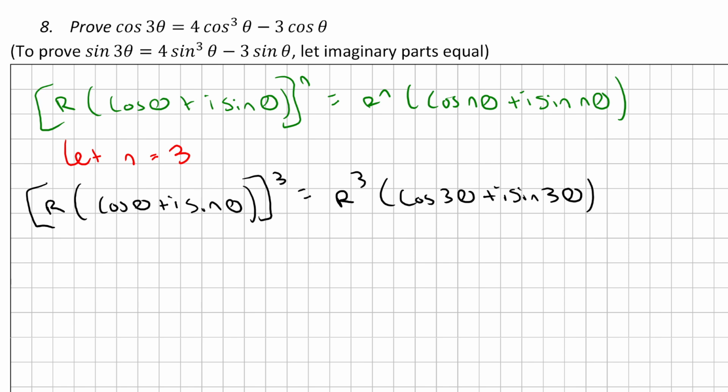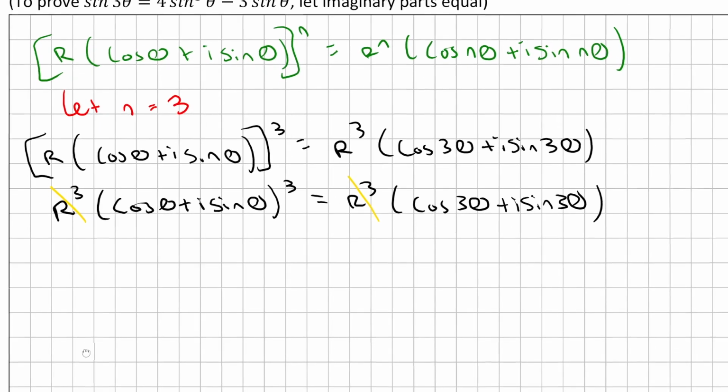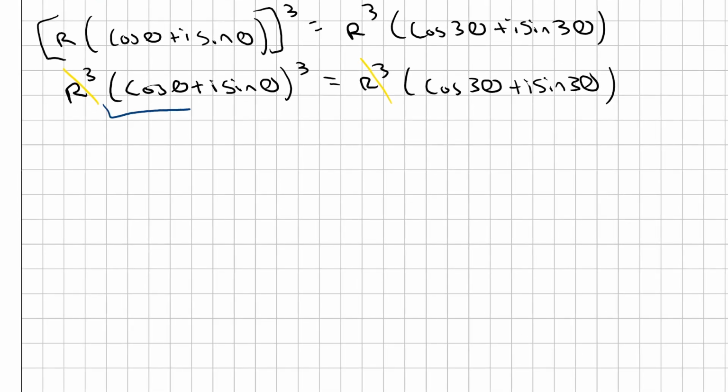And applying your law of indices, where you have a product to the power 3, we can put the power on both terms. So on the left hand side, r cubed by cos theta plus i sine theta all to the power 3 is equal to the right hand side still. Then you can divide both sides by r cubed, so the r cubes just cancel. We take just the left hand side, I call it LHS, and we work it out.